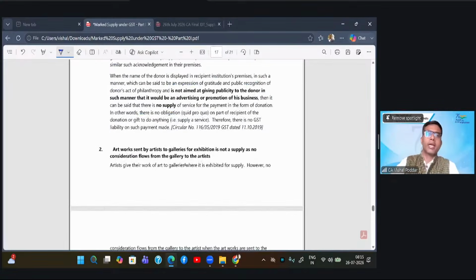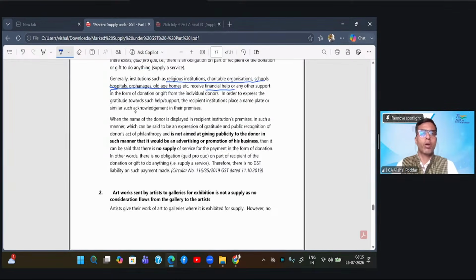Now, here the circular clarifies that wherever your name is put only as an acknowledgement, as a recognition, like you find in many trusts, religious trusts or charitable trusts, names of donors are put. Or as I was giving the example, if a particular person has contributed money for constructing a room, for constructing a particular sitting facility, or for creating toilets, so many times they are recognized by putting their names somewhere. Putting of names only as a recognition is not tantamounting to supply.